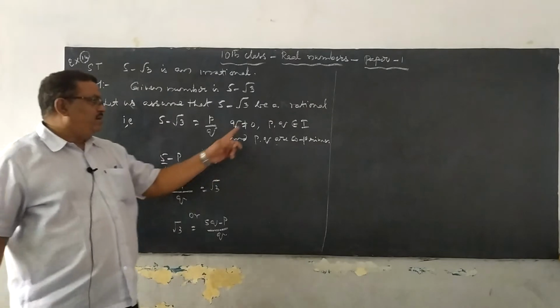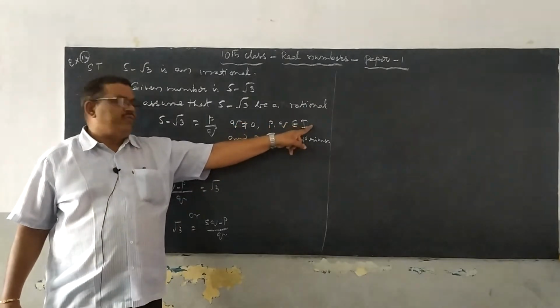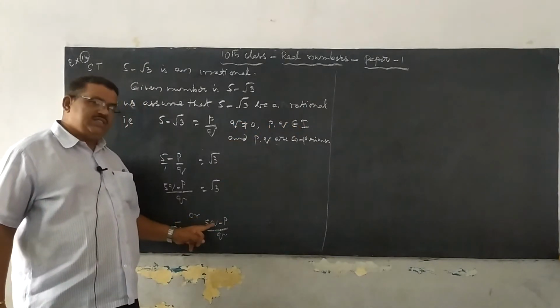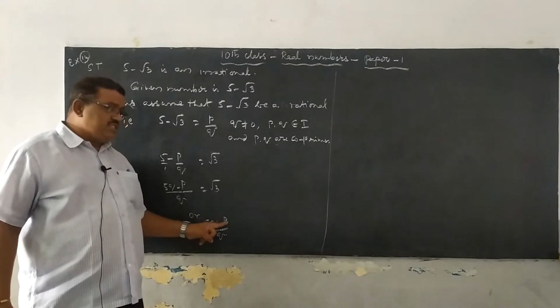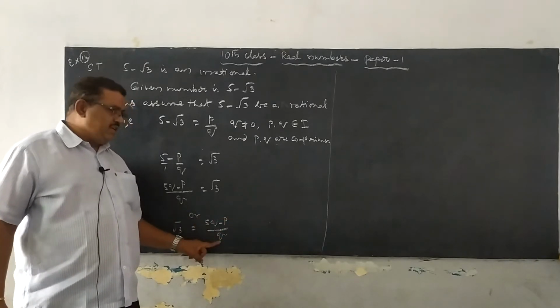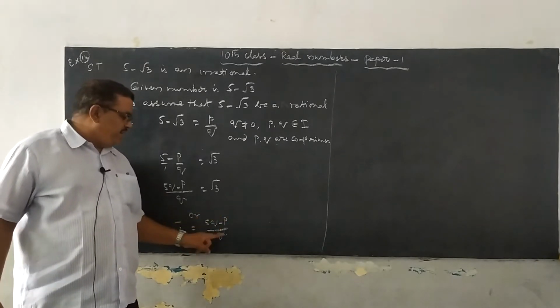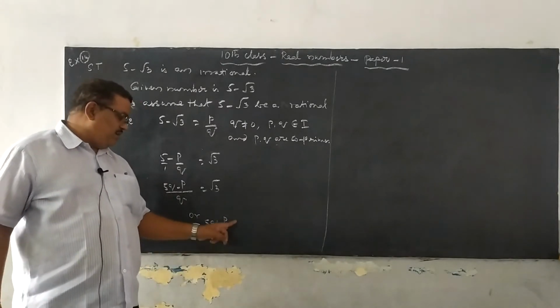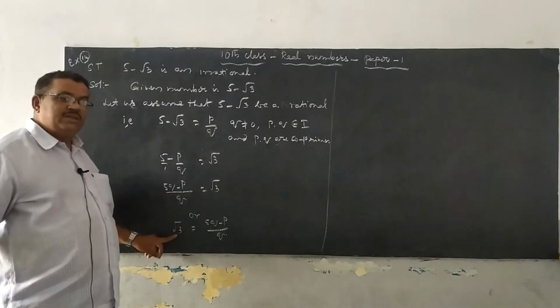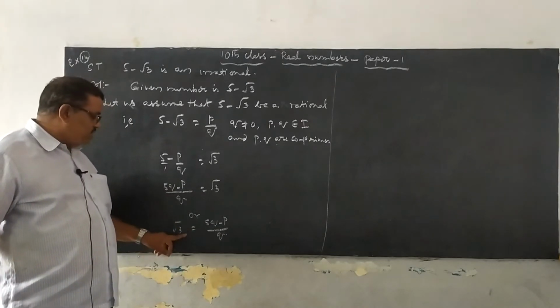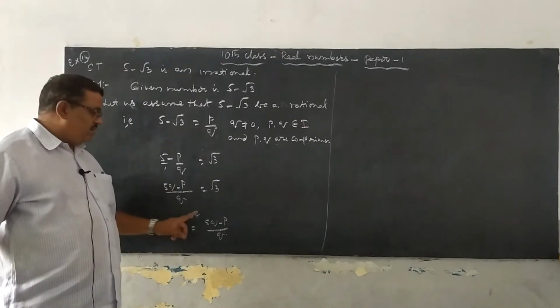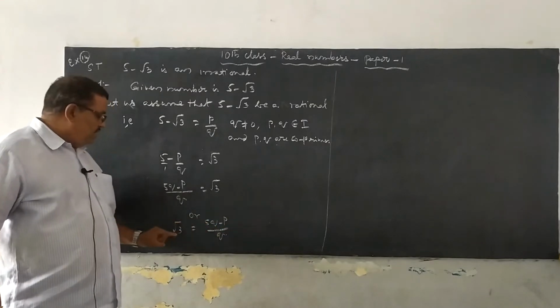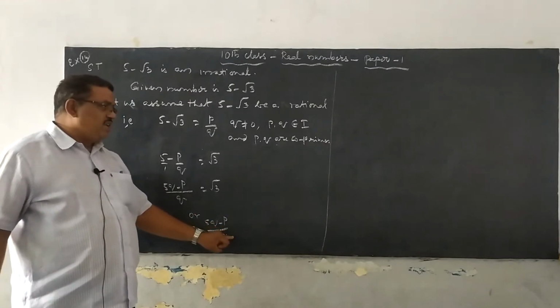Here you know that p, q belong to the set of integers. Then 5q is another integer, integer minus integer is another integer, by an integer. So integer by integer is a rational number. So the RHS becomes a rational number, but the LHS becomes irrational. Already we proved this one, root 3 is irrational. LHS is irrational, RHS is rational.